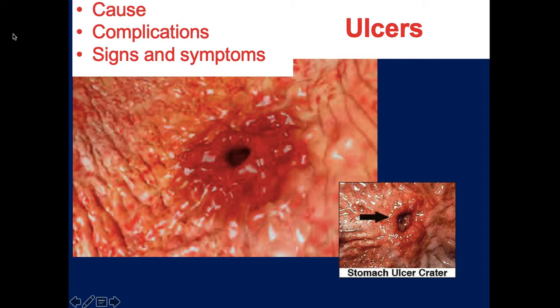So they're going to have a stomach ache. It's going to hurt. They might say that if they drink milk or eat food, it gets better. But if they're throwing up coffee ground emesis, and they're passing black tarry stools, they really need to go to the hospital, and more than likely going to need some type of blood replacement.